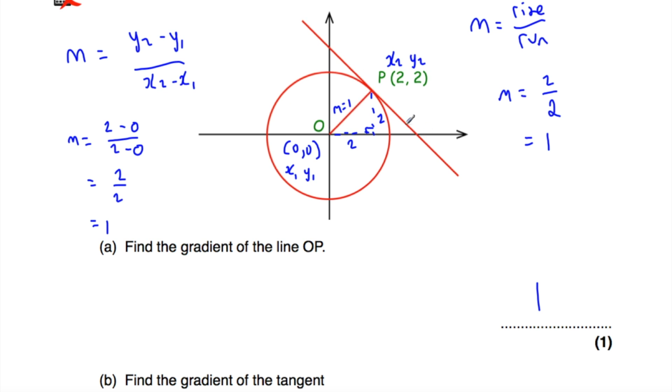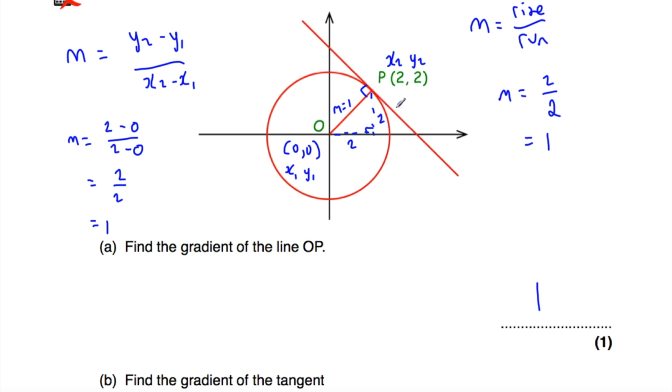And now here we've got a tangent. If we think back to circle theorems, when a radius and a tangent meet, they meet at 90 degrees. That means that these two lines are perpendicular to each other. The radius will be perpendicular to the tangent. And also thinking back to the gradient of perpendicular lines, hopefully you've studied perpendicular lines, whenever you've got lines that are perpendicular to each other, you'll find that the two gradients will multiply together to be -1.